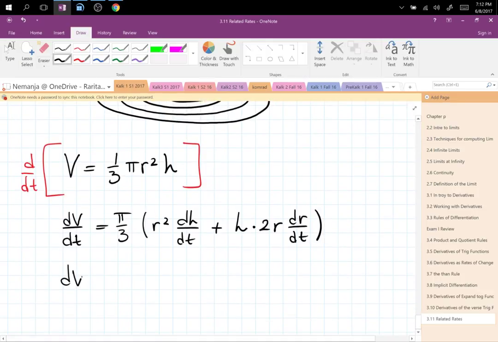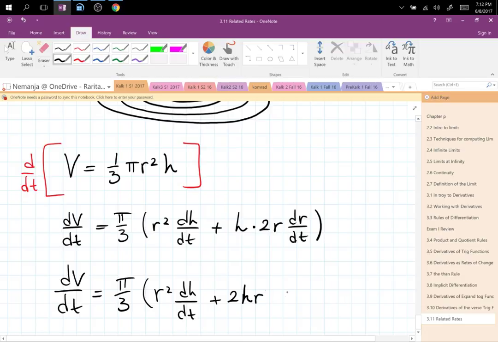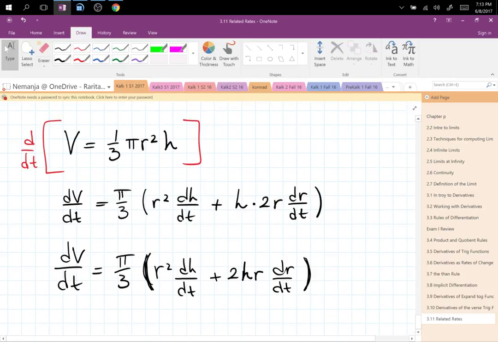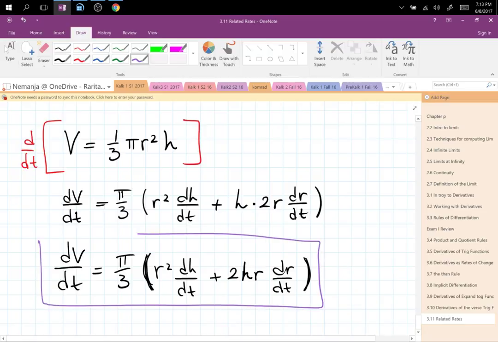And now you can say, okay, dV dt is equal to pi over 3, and now what I have is r squared dh dt plus 2h r dr dt. This is your related rates equation, stage 1, because we can do better.